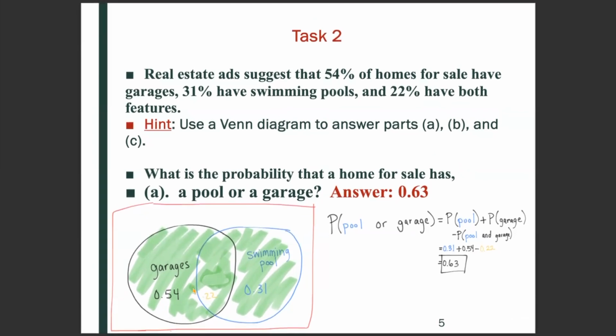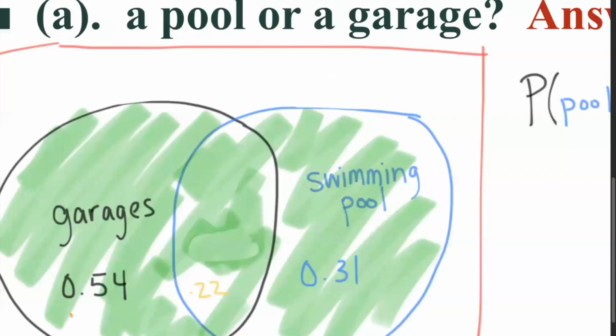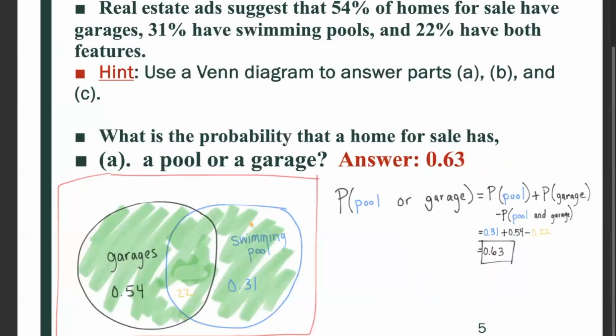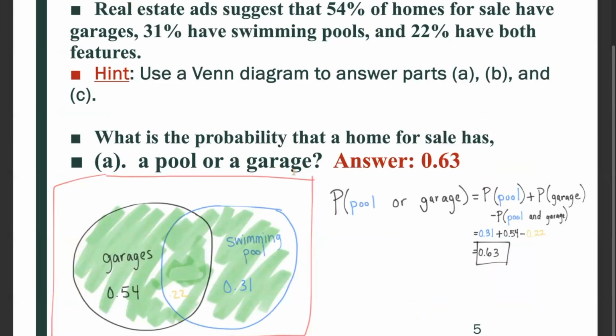So first I'm going to start with the Venn diagram. We're given that real estate ads suggest that 54% of homes for sale have garages and 31% have swimming pools. And then 22% have both features. So the intersection of this Venn diagram is going to be 0.22, and then we have 0.54 for garages and 0.31 for swimming pools. So we first want to know the probability that a home for sale has a pool or a garage.